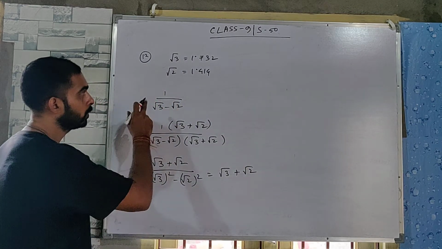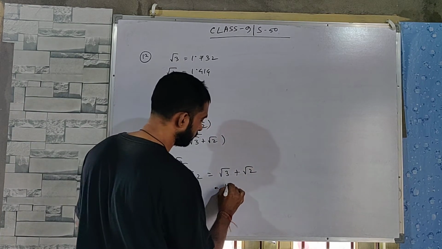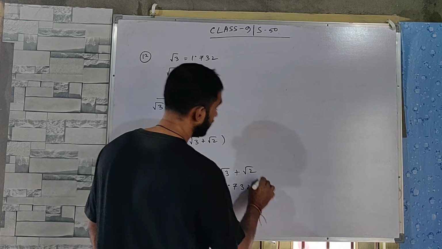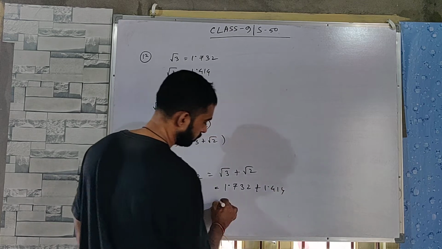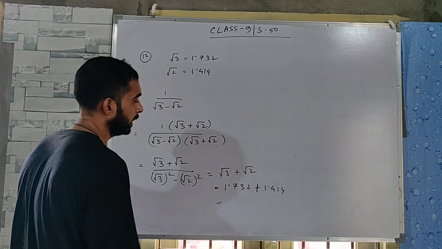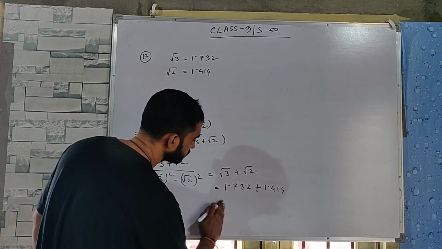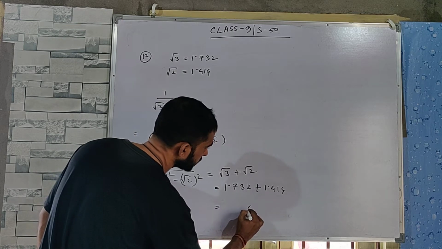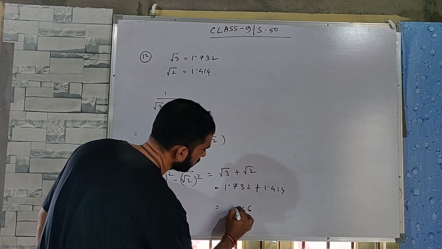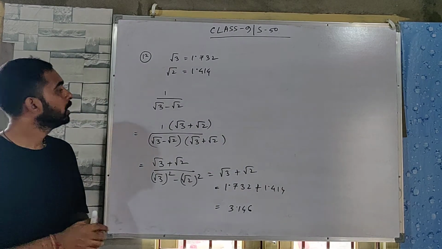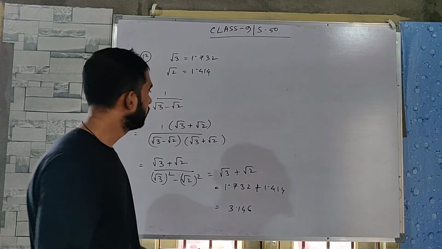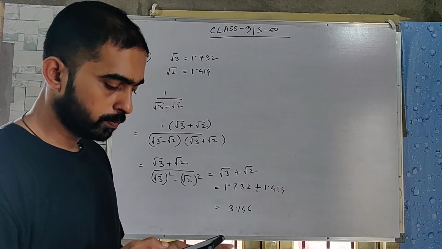Now what is the value of root over 3? 1.732. And root over 2 is 1.414. Yes. So add them. 3.146. So this is the value of 1 by root over 3 minus root over 2. Got it?